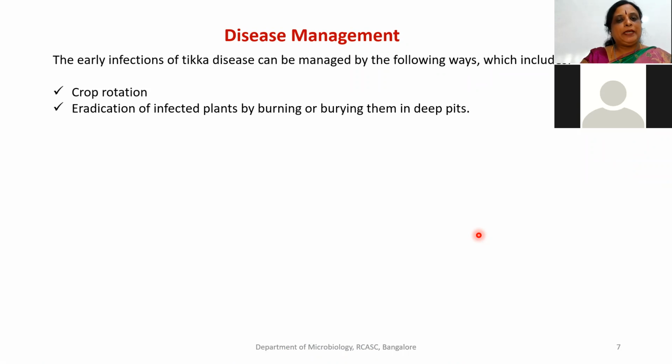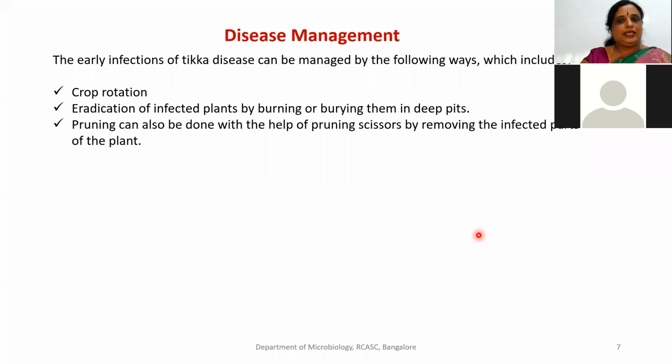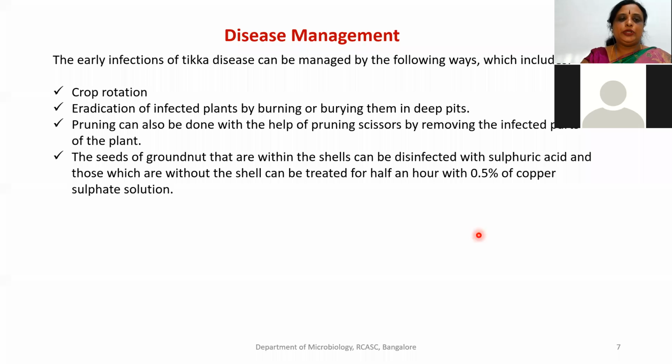Eradication of infected plants by burning. Whichever plant has been infected, take out, uproot that particular plant and burn it into ashes. That is called eradication. Pruning, again, remove that particular part of the plant using scissors, remove them and burn them into ashes.